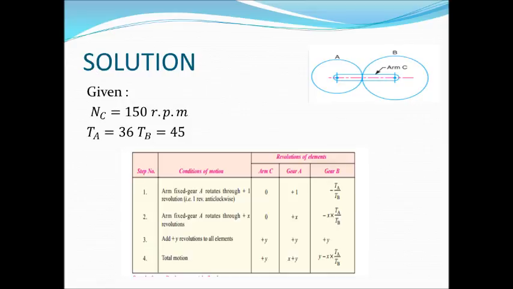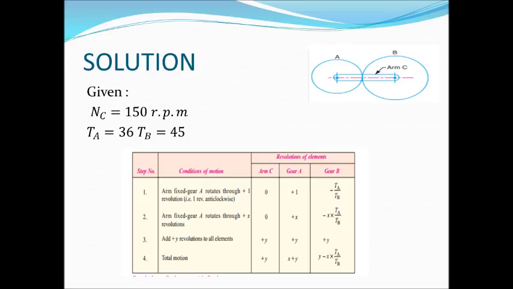Now we're given that the speed of the arm, which is NC, is 150 revolutions per minute anti-clockwise, TA is 36 and TB is 45. Now using our tabular method, we know the arm will be fixed, that will be 0, and if we give A plus 1 revolution in the anti-clockwise direction, we have plus 1, while B, which is going in the clockwise manner, that will be minus TA over TB, using our speed ratio formula.